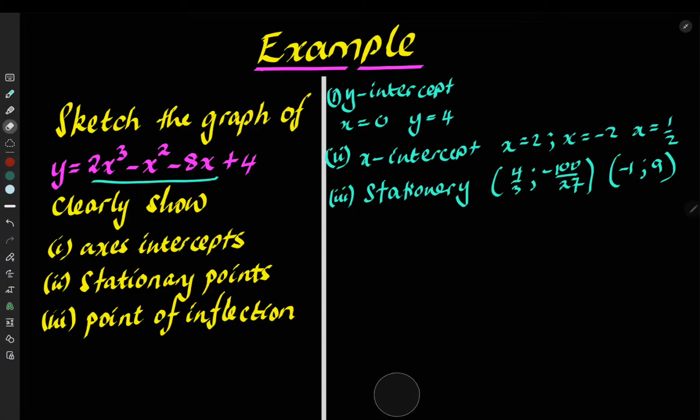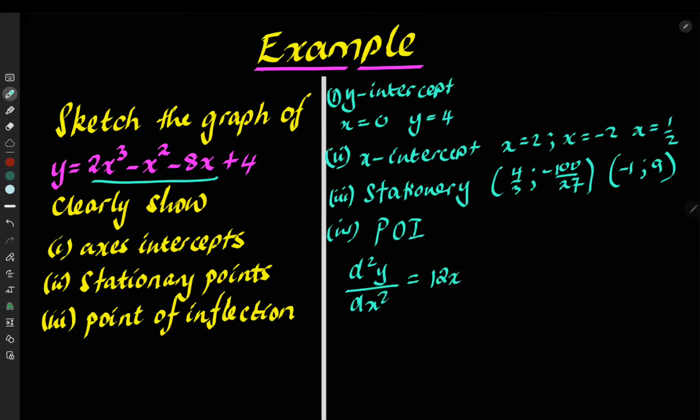To determine the point of inflection, we do the second derivative, and we let the second derivative be equal to 0. So we go ahead and differentiate that function again. The second derivative is symbolized as d squared y over dx squared, and that will be equal to 12x minus 2.